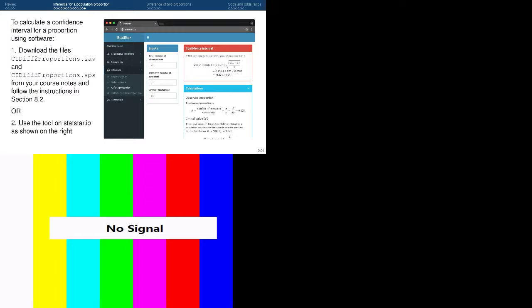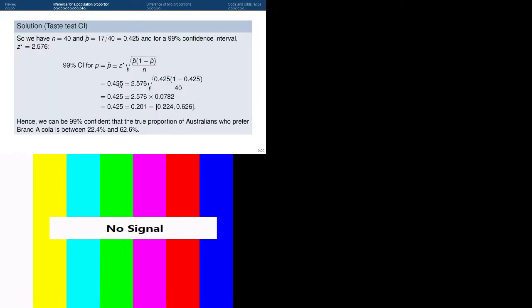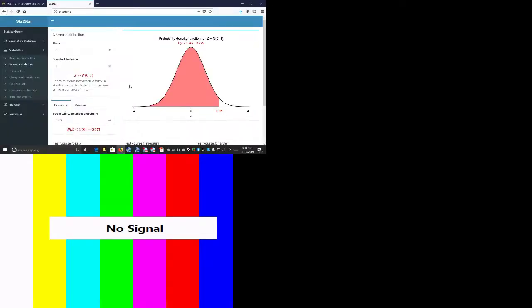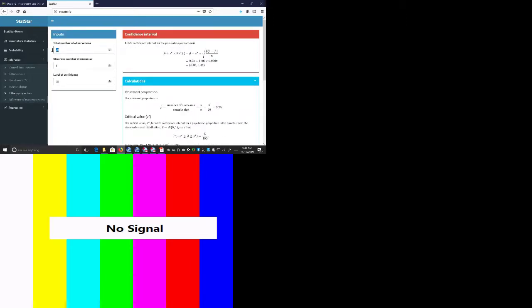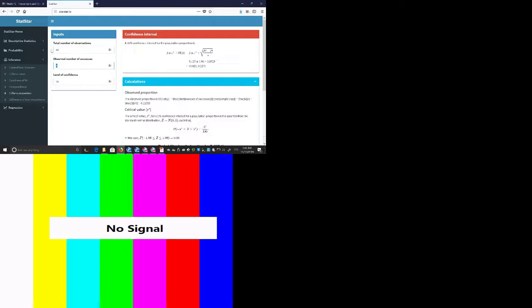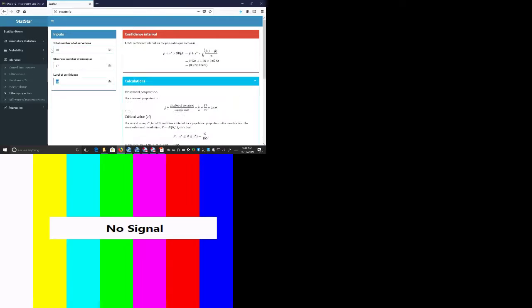All right, so this calculation here, if you have to, hopefully you will be able to perform this calculation, but if you have a computer at your disposal, well, StatStar makes it nice and easy. Even if you have a phone, you can jump onto StatStar on your phone. We can go to inference, confidence interval for a proportion, and we had 40 observations and 17 successes.